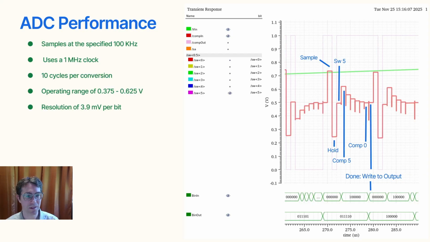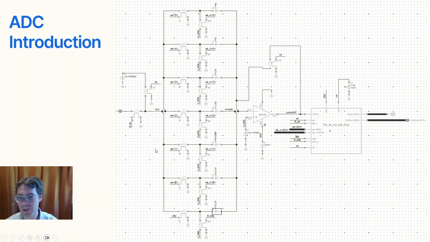So this slide details the performance of the analog to digital converter and details the sequence of a conversion. The specification was that we be able to convert at 100 kilohertz, and in order to do that, I used a clock at 1 megahertz, and that is because there is a process to running a conversion for the system, which was six bits.